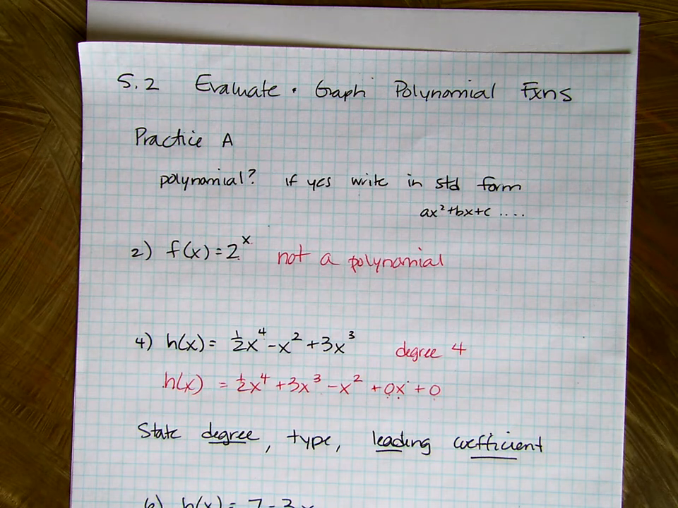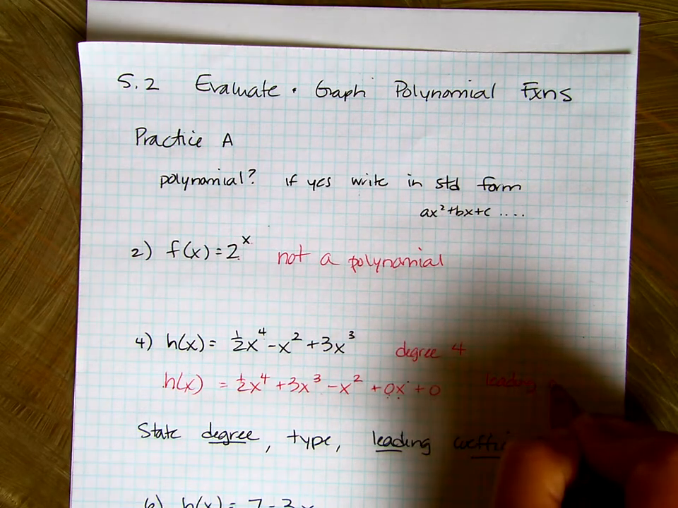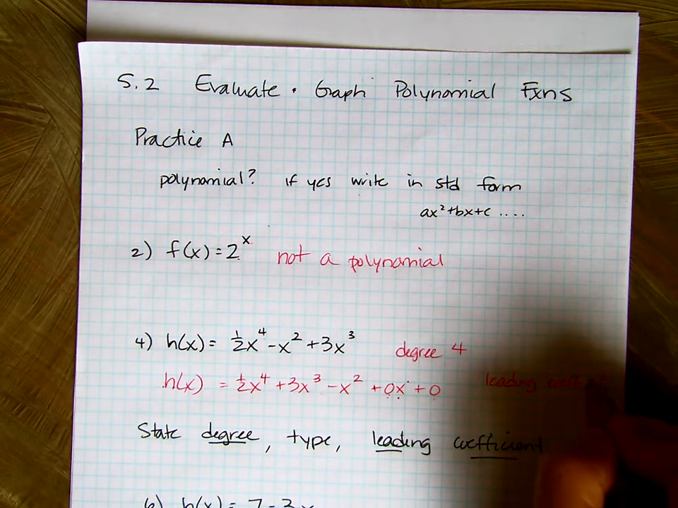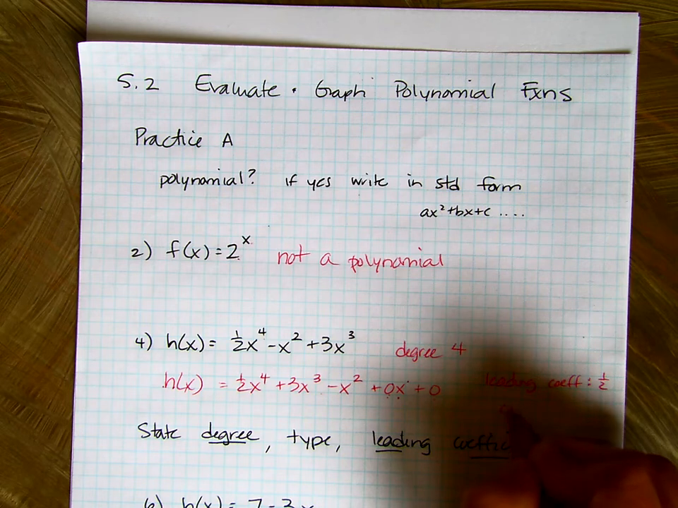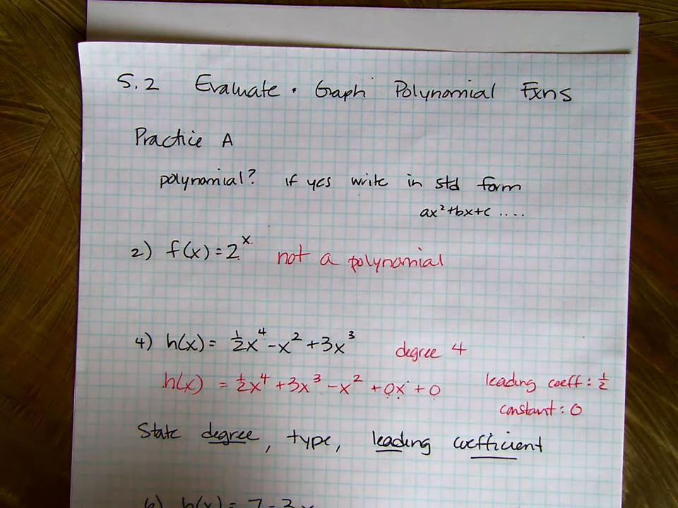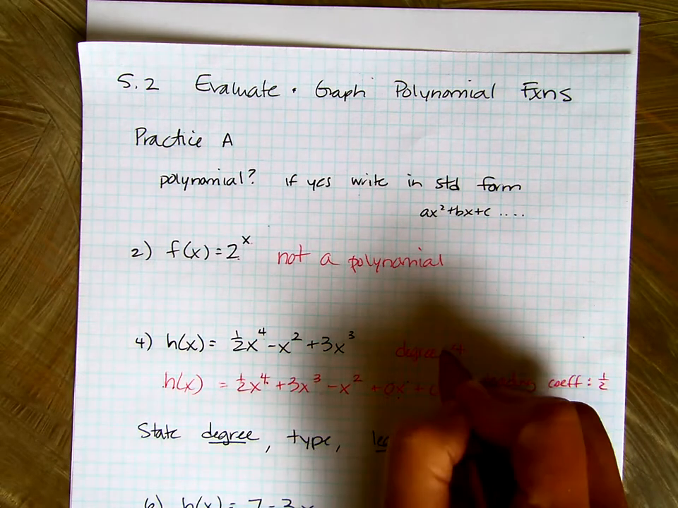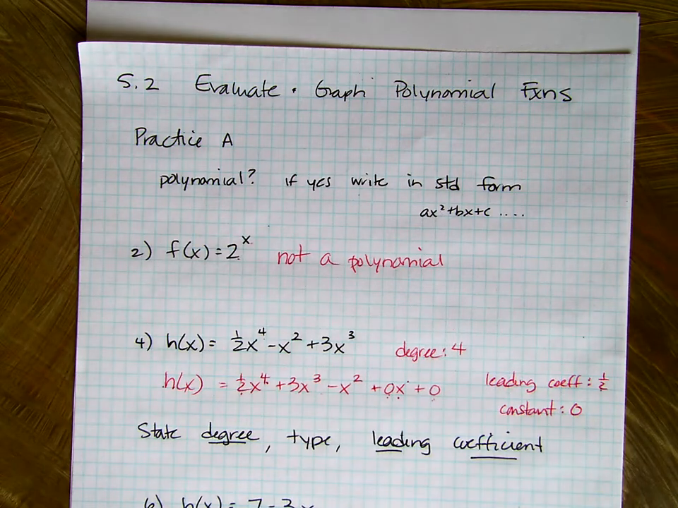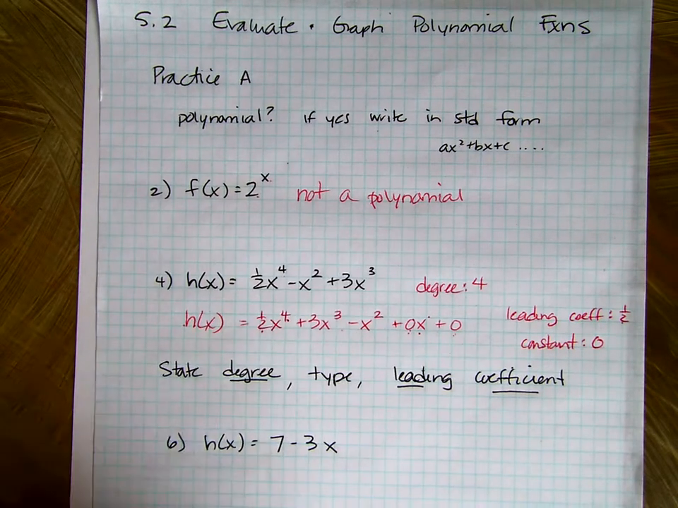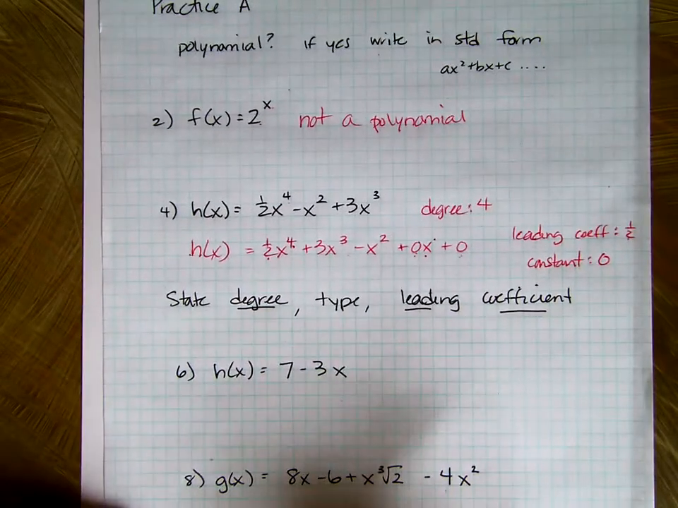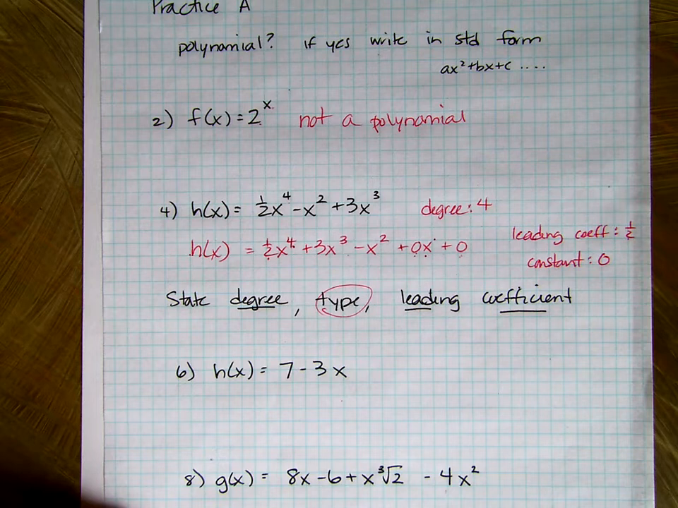So the leading coefficient, the coefficient out front, is 1/2, and the constant is 0. The degree is 4, the leading coefficient is 1/2, and the constant is 0. They just said to write it in standard form. I sort of went into the next one. State the degree, the type we're going to talk about in a minute.